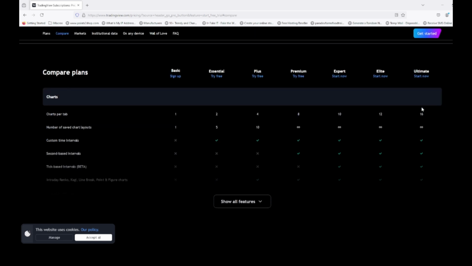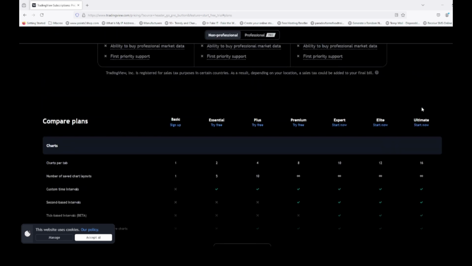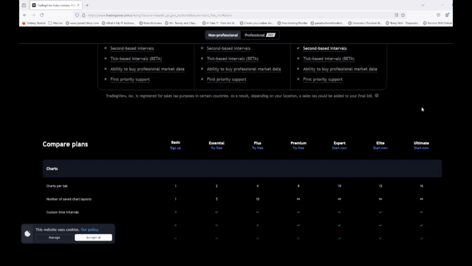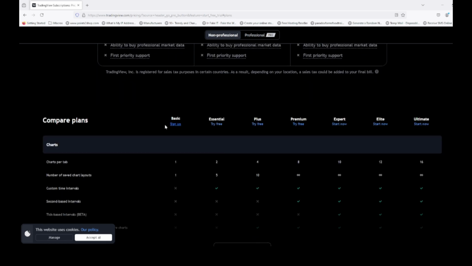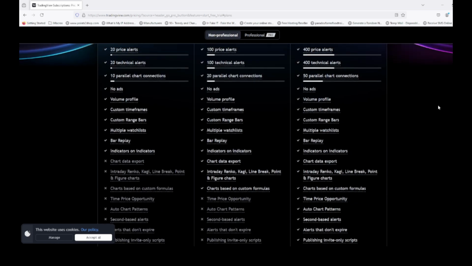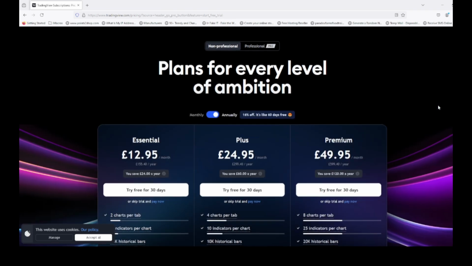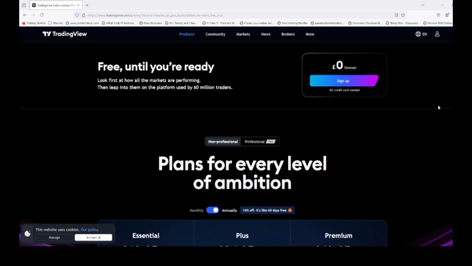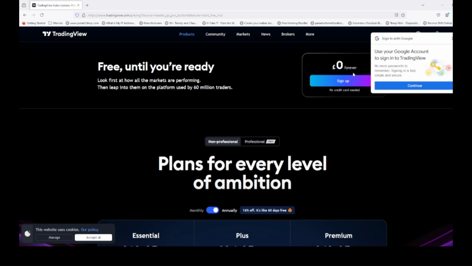You can see free here. Sign up. Like I said, it's very flexible to use, more flexible than MetaTrader 4 and MetaTrader 5. When you sign up, it is free. You can see zero forever. That's what I'm using, the free version. I've not paid for it, but I'm planning to take the paid plan very soon so that I will have more tools at my disposal.